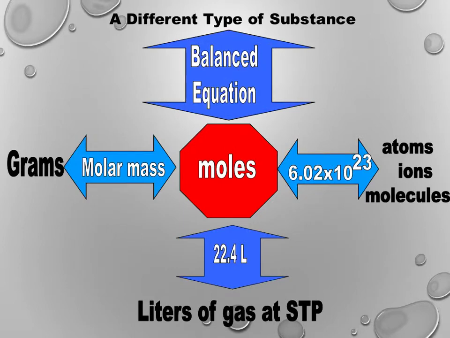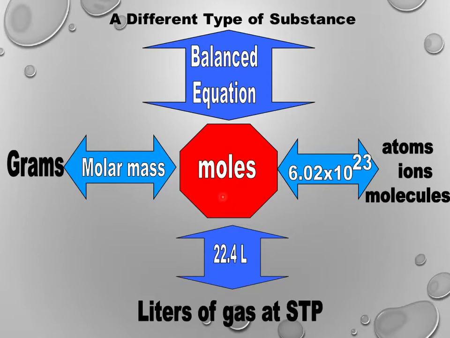Okay, and on this diagram, you can see that you have the mole island. You should recognize this from our previous work that we've done, where you can convert from grams to moles using the molar mass, and you can convert from liters of gas to moles using the 22.4, and you can convert moles to atoms or ions using 6.02 times 10 to the 23rd, or you can convert moles of one substance to moles of a different substance using a balanced equation.